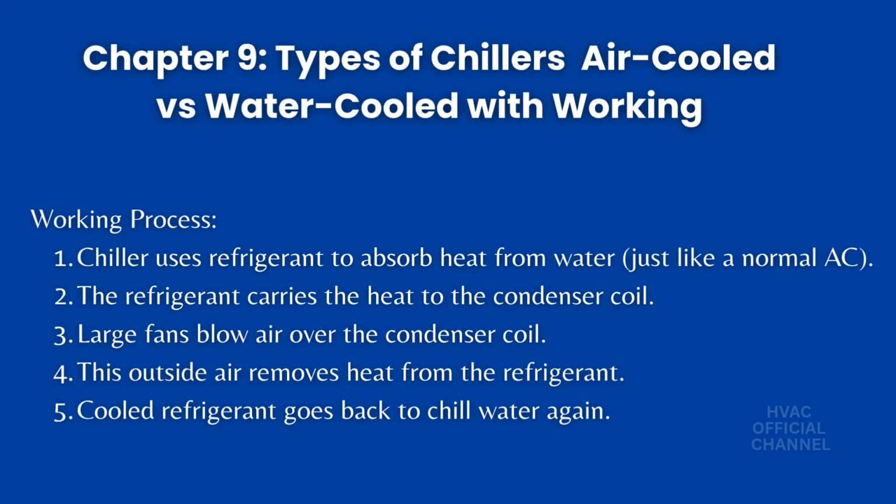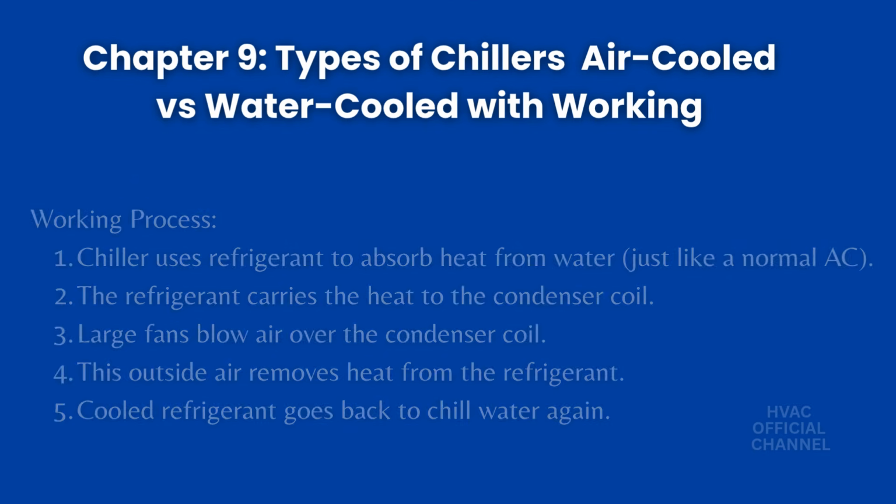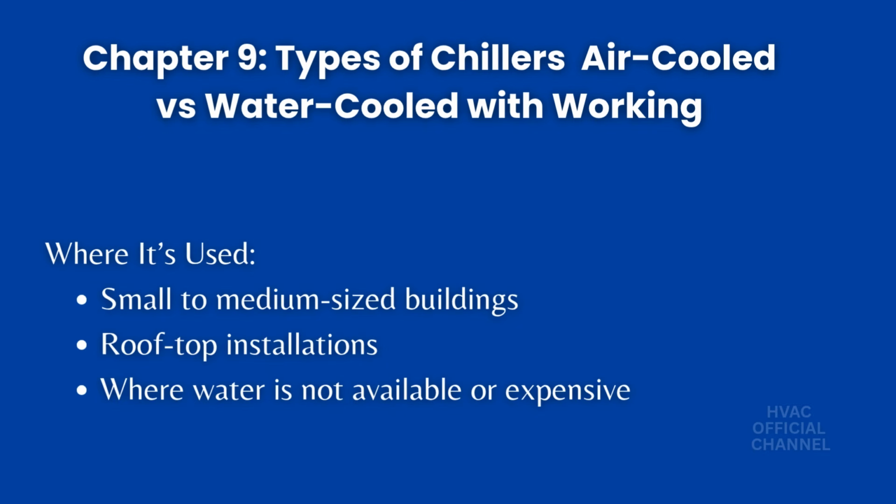Working process. Chiller uses refrigerant to absorb heat from water, just like a normal AC. The refrigerant carries the heat to the condenser coil. Large fans blow air over the condenser coil. This outside air removes heat from the refrigerant. Cooled refrigerant goes back to chill water again. Where it's used: small to medium-sized buildings, rooftop installations, where water is not available or expensive.